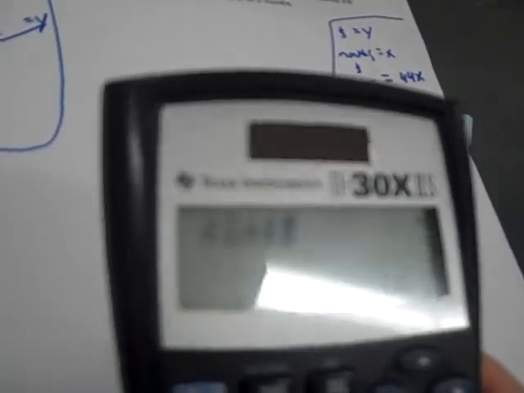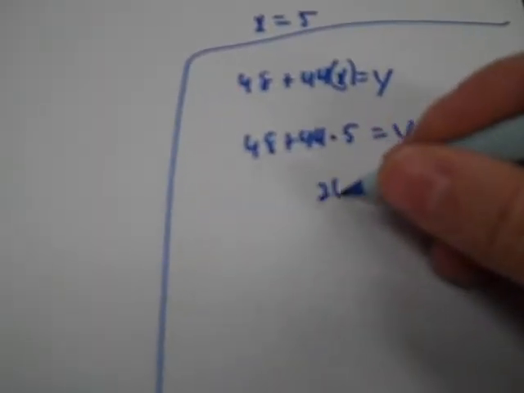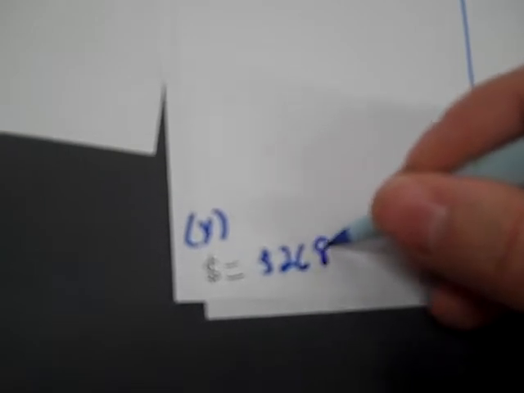Okay. 48 plus 44 times 5. It's going to be 268. Okay, so money is, I spent $268 after 5 months.